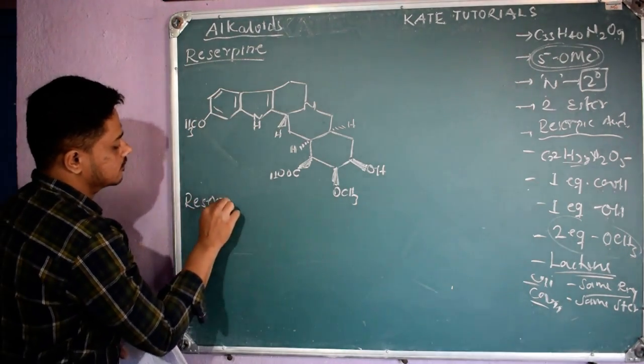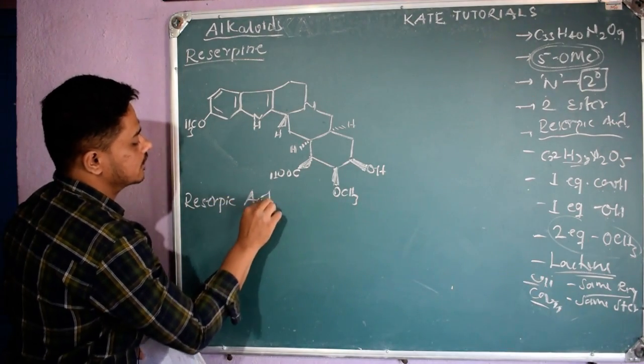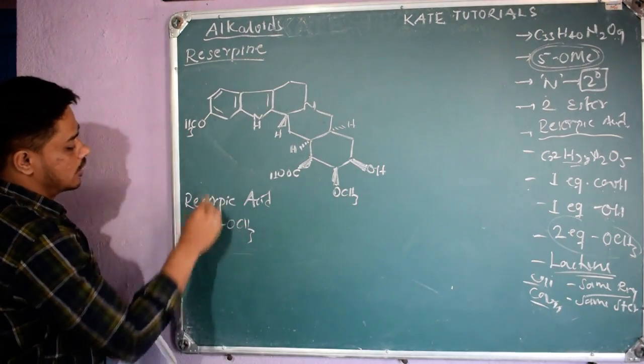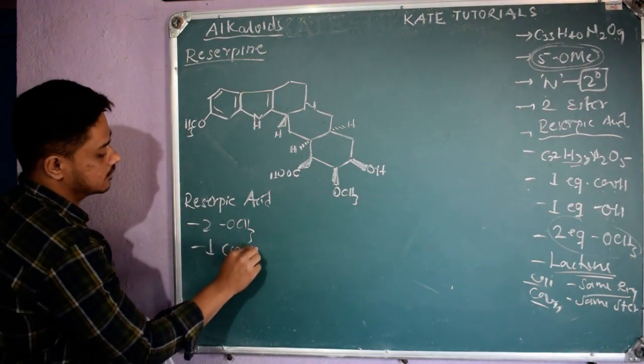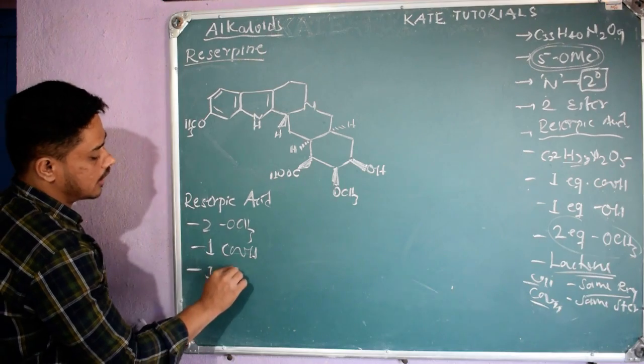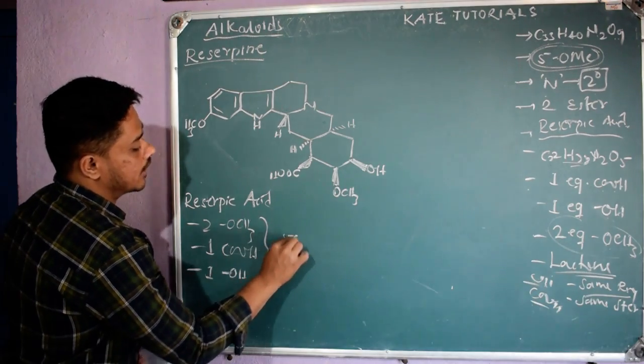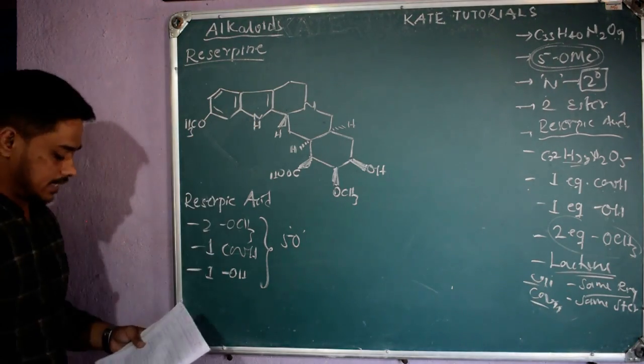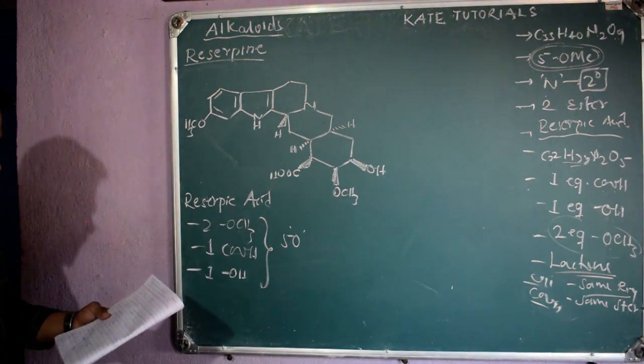Reserpic acid has 2 molecules of OCH3, 1 equivalent of acid and 1 equivalent of alcohol. Totally, it accounted for 5 oxygen. And they gave the stereochemistry like this.